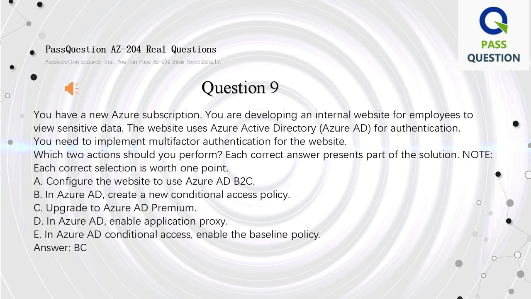A. Configure the website to use Azure AD B2C. B. In Azure AD, create a new conditional access policy. C. Upgrade to Azure AD Premium. D. In Azure AD, enable Application Proxy. E. In Azure AD conditional access, enable the baseline policy. Answer: B, C.